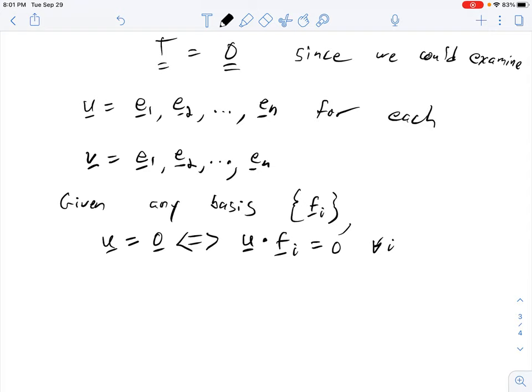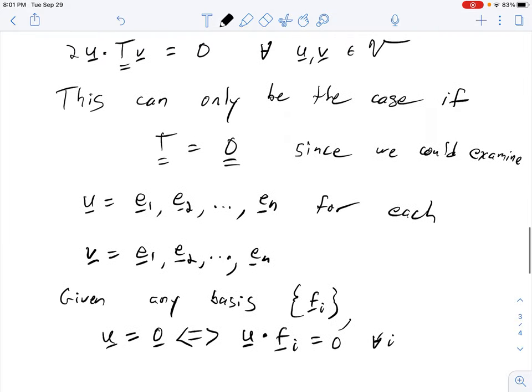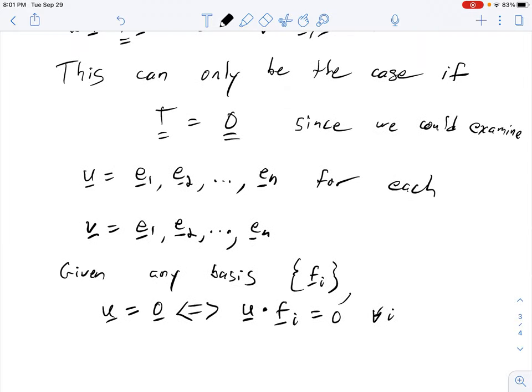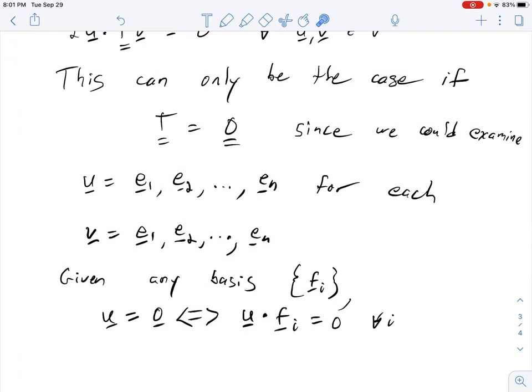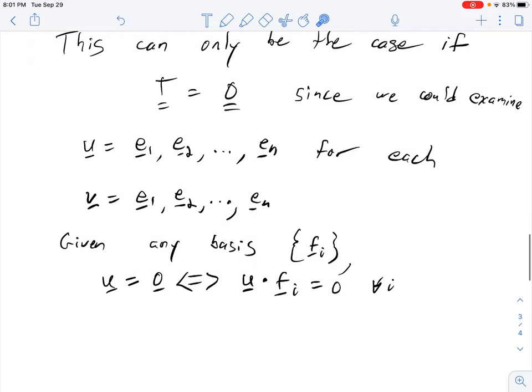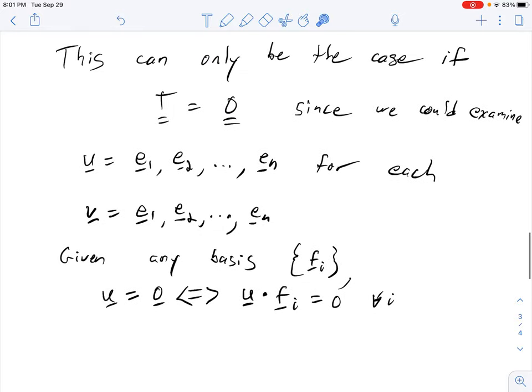So, if it's that way for each, if we say v is equal to e1, well, u dot T v is equal to zero. It maps one for each of these, e1, e2, for our u. So then we know that it maps e1 to zero. You repeat the process for e2, et cetera, all the way to en. So sure enough, T maps every vector to zero. And so that only happens if T is equal to the zero tensor.